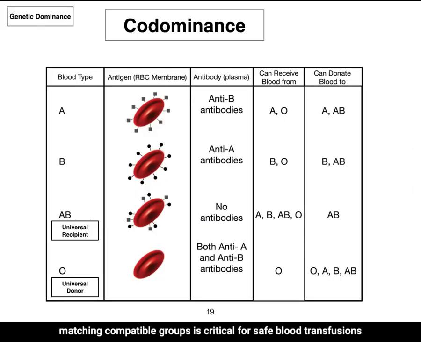Matching compatible groups is critical for safe blood transfusions. Type A blood has carbohydrate A and produces anti-B antibodies, and therefore can receive blood from individuals with type A or O blood. They can donate to A and AB individuals. B individuals have B carbohydrates on their cell surface and produce antibodies against A. They can receive blood from B and O individuals and can donate blood to B and to AB individuals.